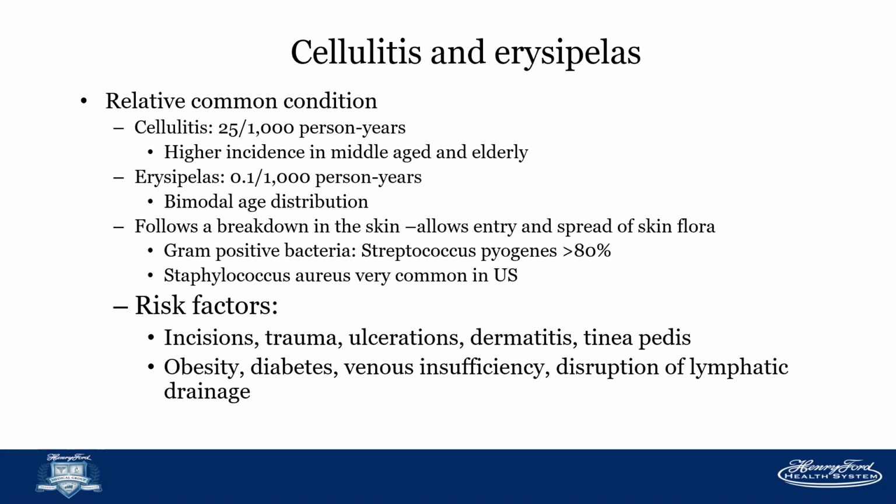So often when we're going in and evaluating these patients, I look in between the webs of the toes to see if a patient has a tinea infection in there. Because if that is the case, we often recommend treating the tinea infection along with the cellulitis, because that is an inciting factor for cellulitis and for recurrence of cellulitis. So we do look for tinea, especially in lower extremity cellulitis. Also being obese, having diabetes, patients who have venous insufficiency, and patients who have disruption of the lymphatic drainage system, or who have issues with lymphadenopathy.